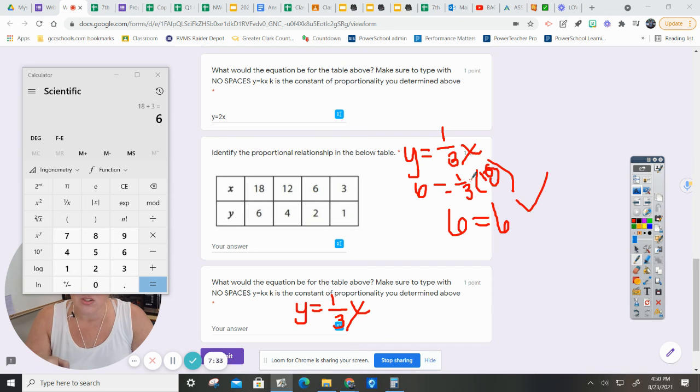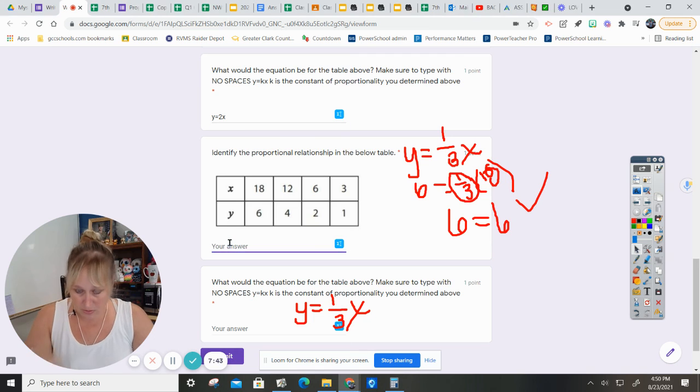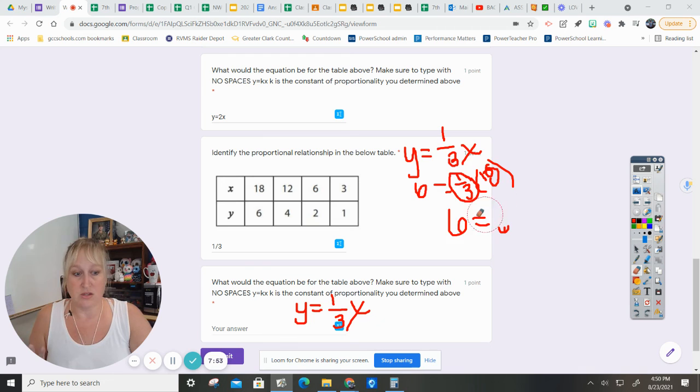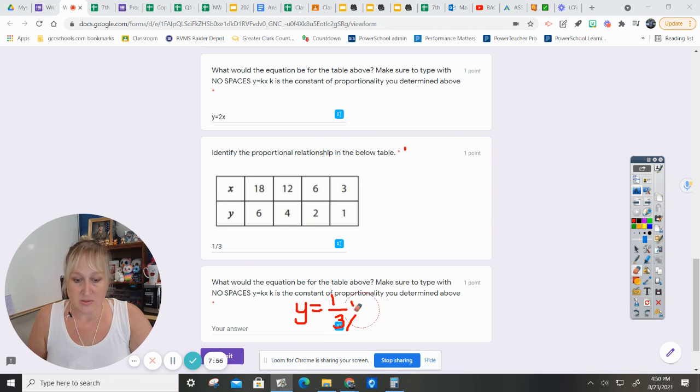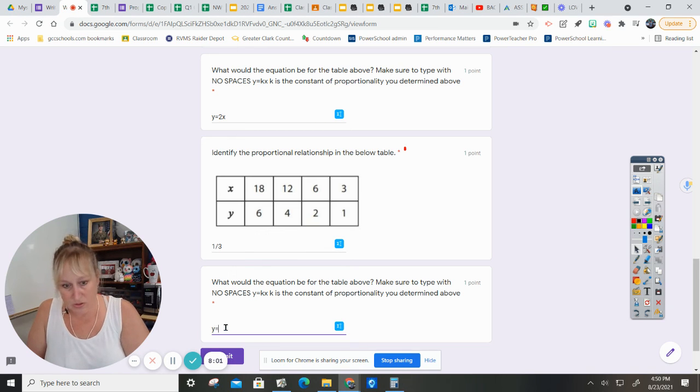It has a proportional relationship, and that relationship is 1/3 of x. So you will type 1/3. It's divided by 3 instead of times. Don't stress about it. Just make that one a fraction. And then just like we did on the ones above, we're going to type in y equals our constant, which is the proportional relationship, which is 1/3 of x.